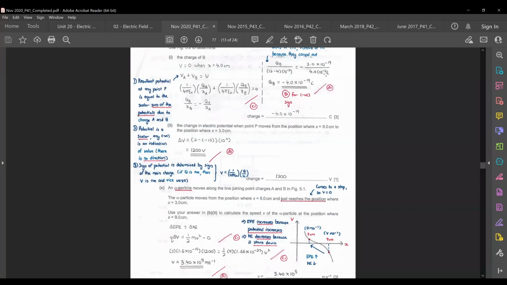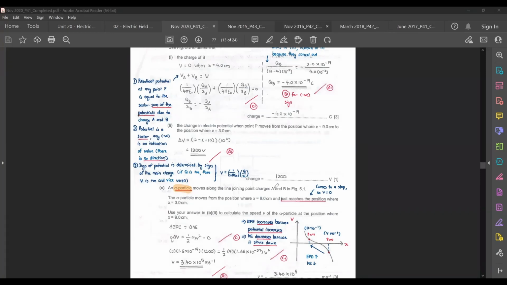is telling you that you have an alpha particle that moves along the line joining point charges A and B in the figure previously. The alpha particle moves from the position x equals 9 centimeter and just reaches the position where x equals 3 centimeter. Now the part where they say just reaches the position 3 centimeter should alert you that it is saying that your alpha particle actually comes to a stop, so that v equals 0 here.